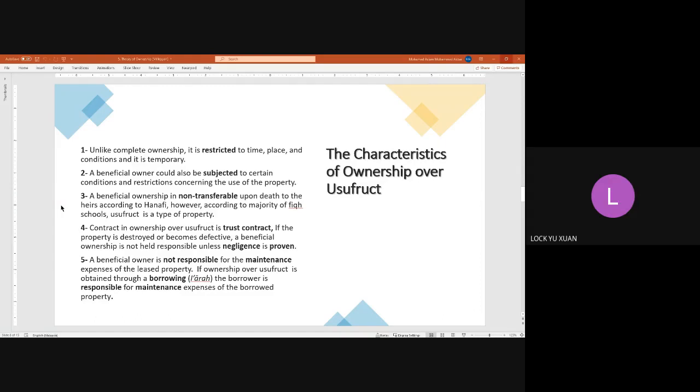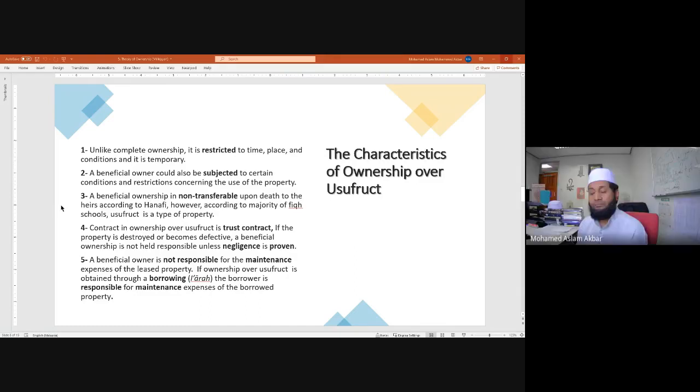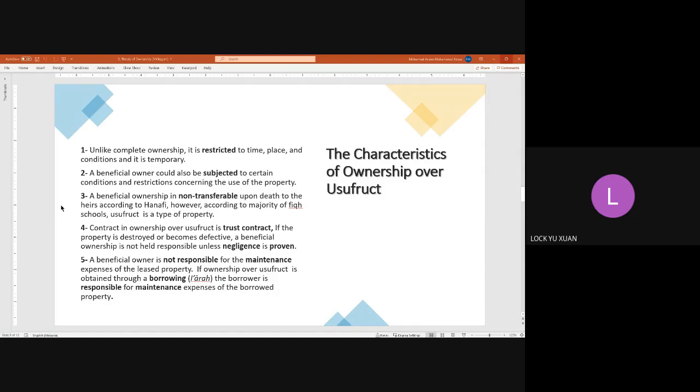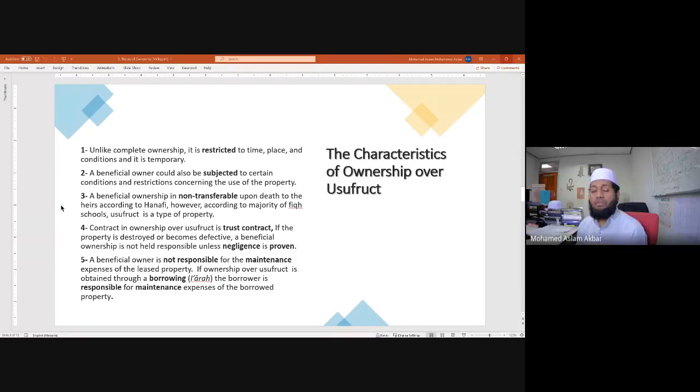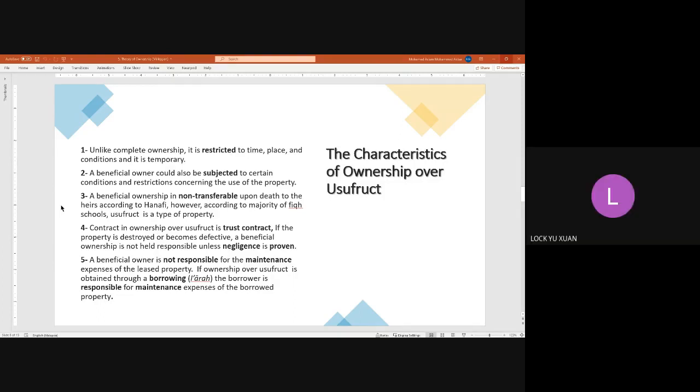Okay. So one more example. Now I have a house. If my friend wants to open a party, and he's my best friend, I just say, never mind, you use my house to open the party. In this condition, although I'm the real owner, I'm not going to charge my friend. This is not leasing, this is not ijara. It is called borrowing, ariyyah. So in this condition, can I say that it's also the ownership over usufruct?